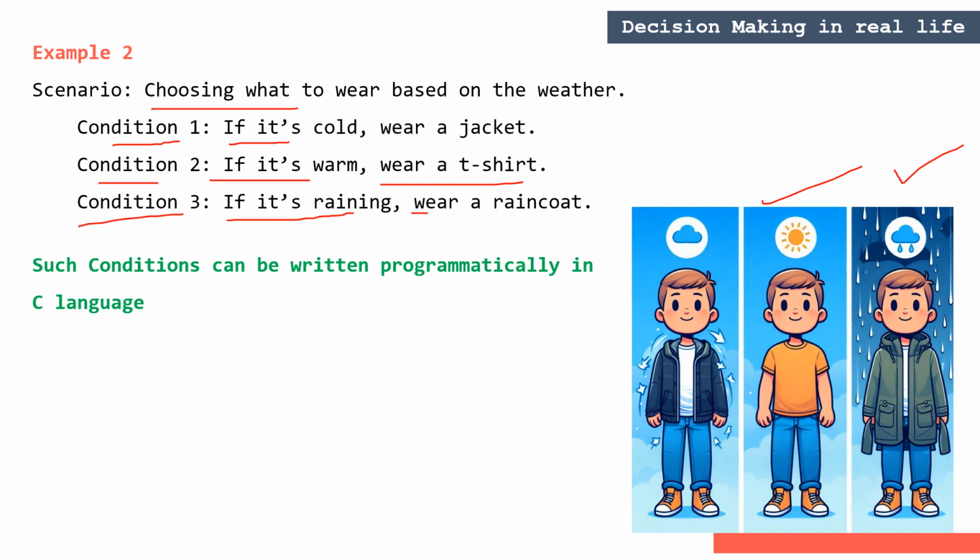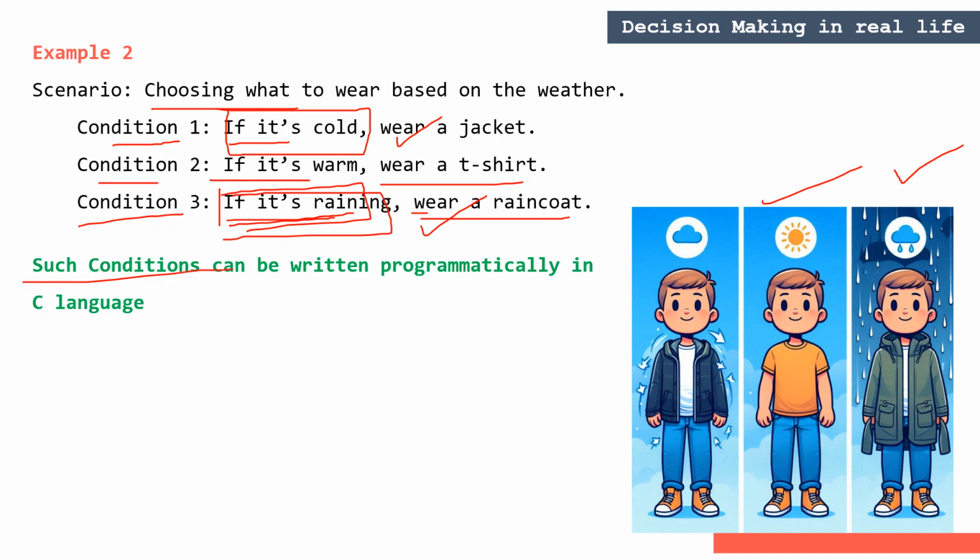If it is cold, wear a jacket. If it is warm, wear a t-shirt. If it is raining, wear a raincoat. So you can see that there is one if condition which is followed by some kind of action which you have to take if this condition is true, right? So this is the condition. If this is true, this is the action. If this is the condition, if this is true, this is the action.